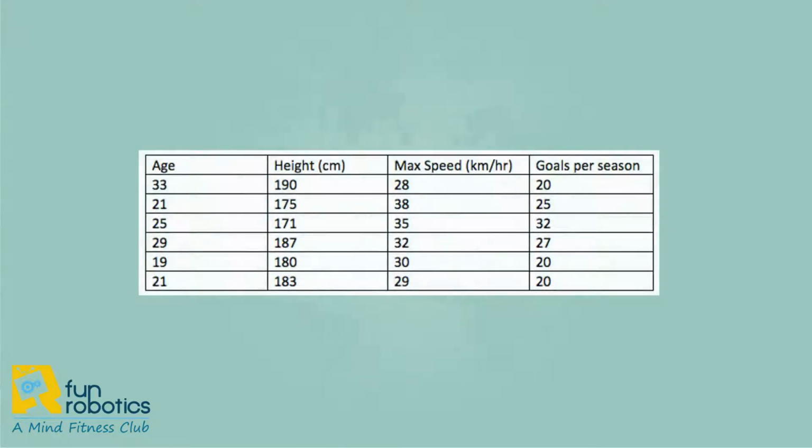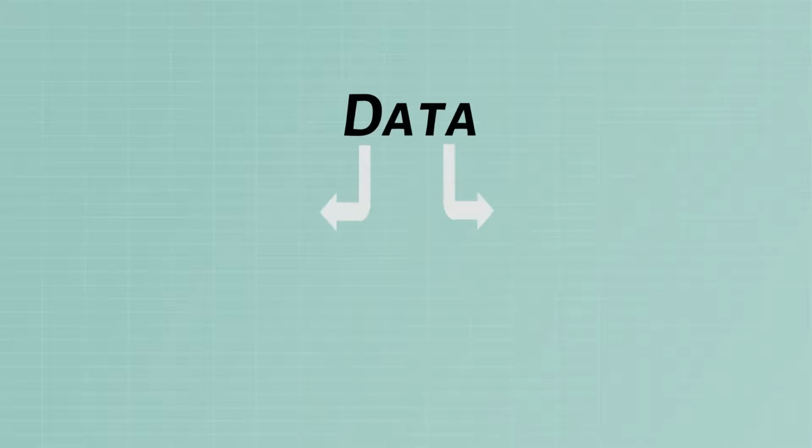Let's take an example of a simple dataset represented in a table. In this table about football players, the columns contain the variables: age, height, maximum speed, and goals per season. The rows contain the exact data value that corresponds to each variable. For example, the variable age with the corresponding values of 33, 21, 25, etc.